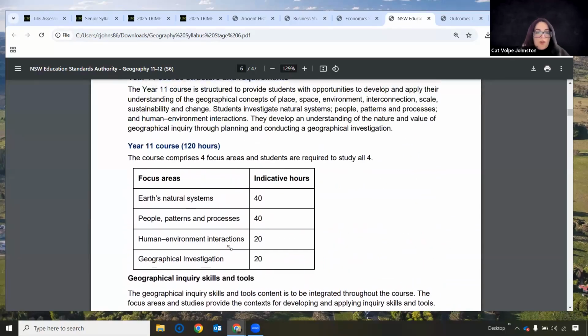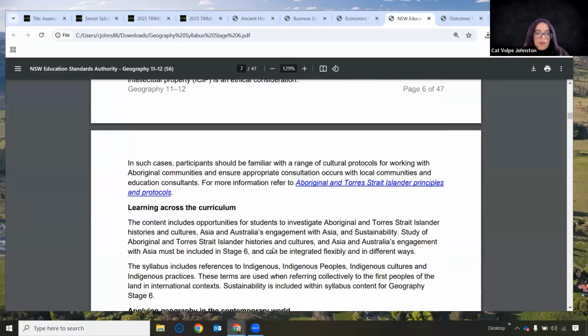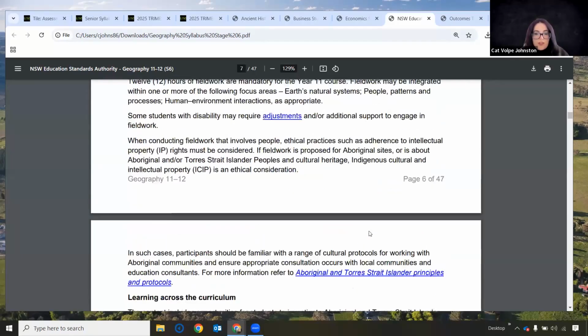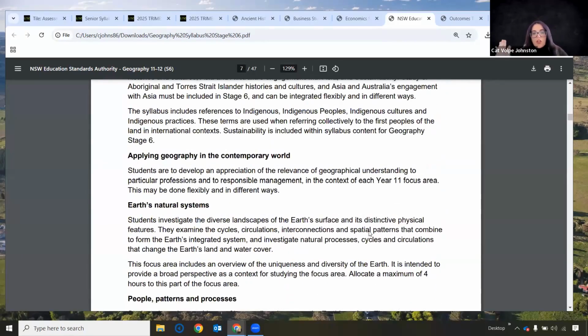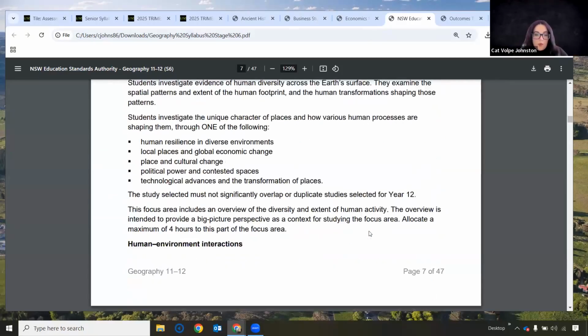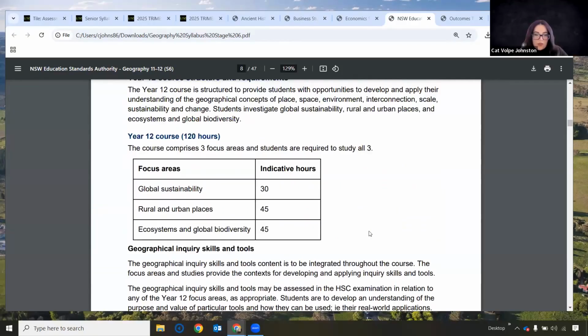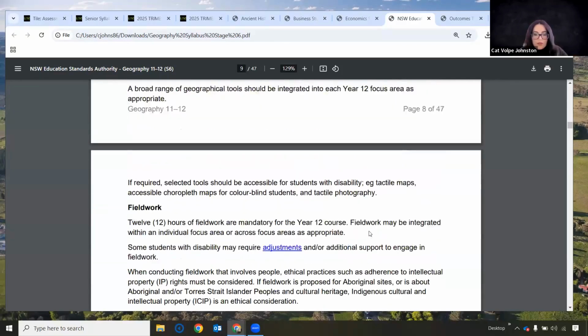Again, it shows you how many hours. So in year 11, 120 hours, it tells you 40 and 40 for the first 2, 20 for the last. But again, we're not going to do geographical investigation because that means it'll be different for each student, and we just want to have one specific focus. So I wouldn't do that one. Then again, the amount of hours for year 12.